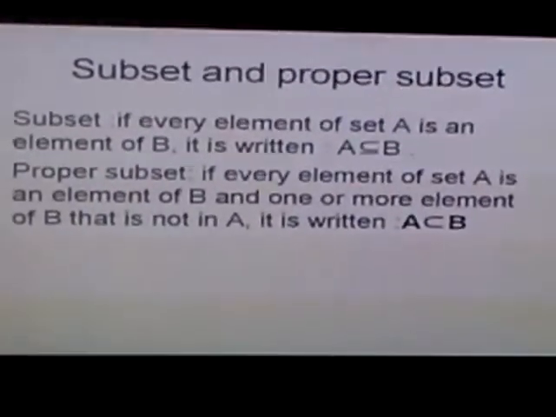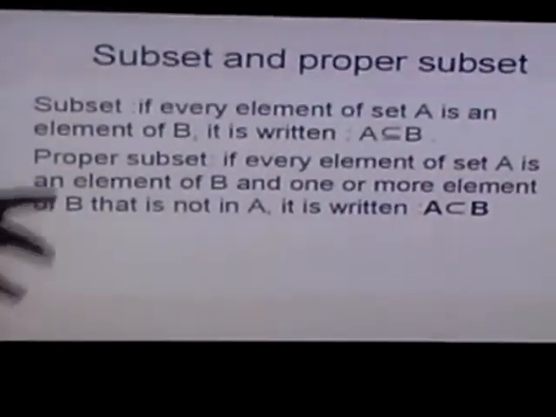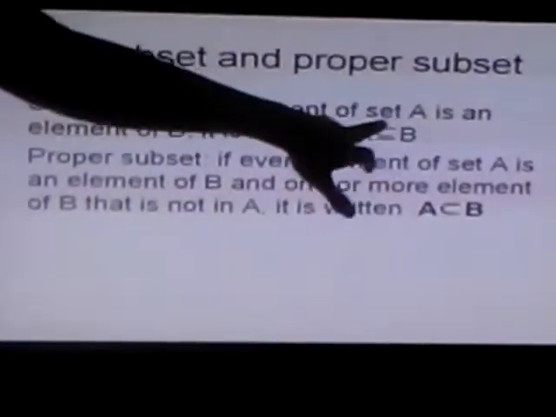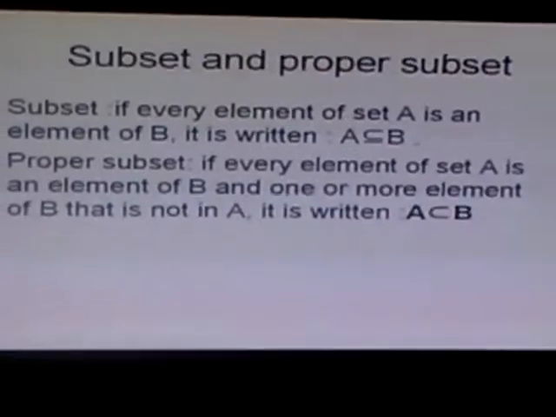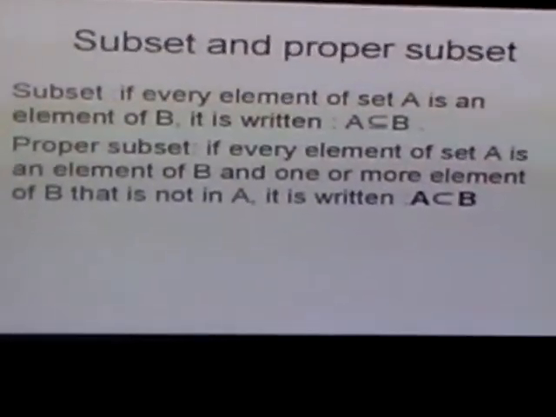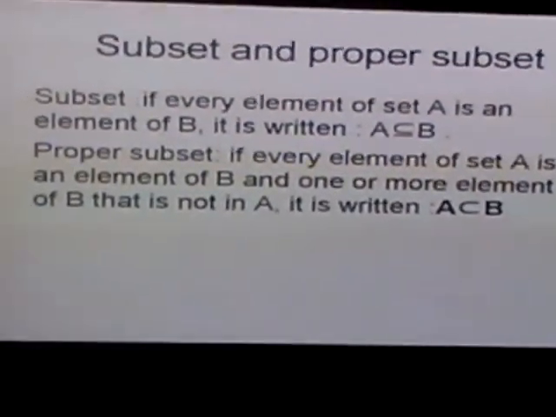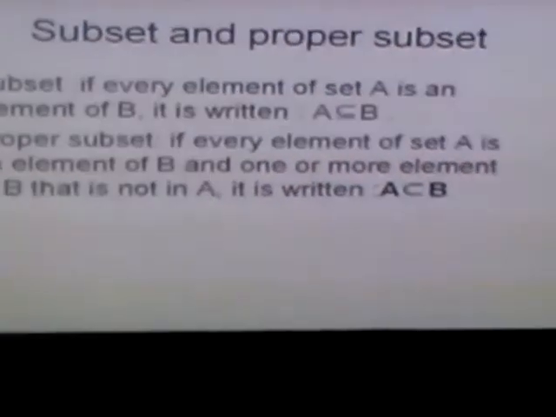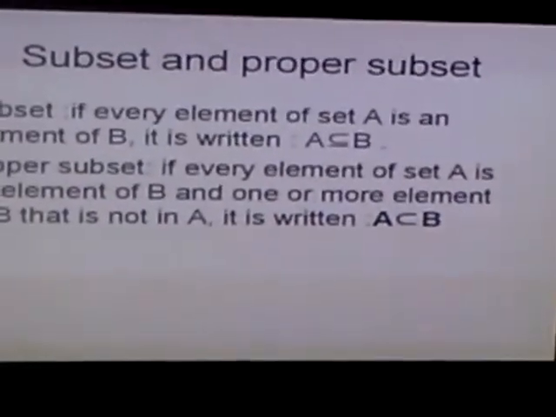We have the subset and the proper subset. The subset is when every element of A is an element of B. So we can write it with this symbol for subset. If we are talking about the proper subset, it's every element of A is an element of B, but we have one or more elements of B that are not in A. So we can write it also with this symbol.